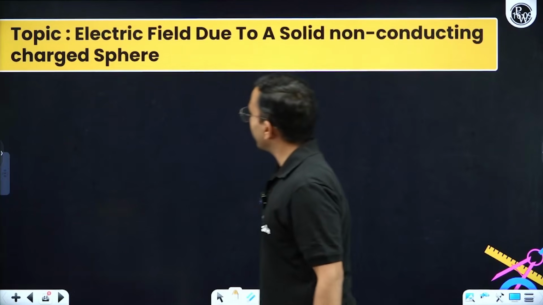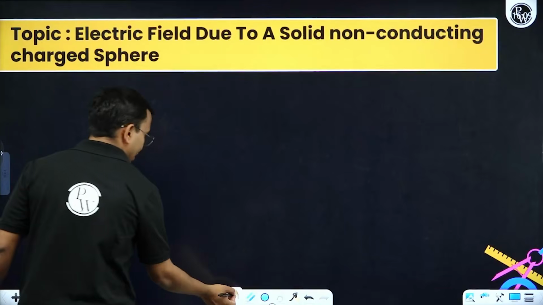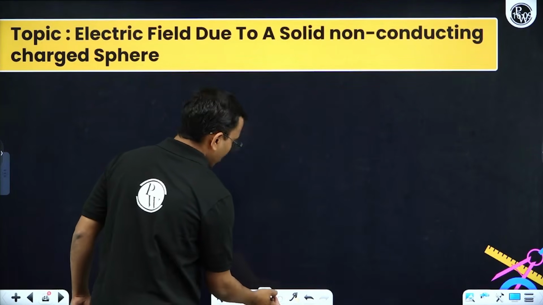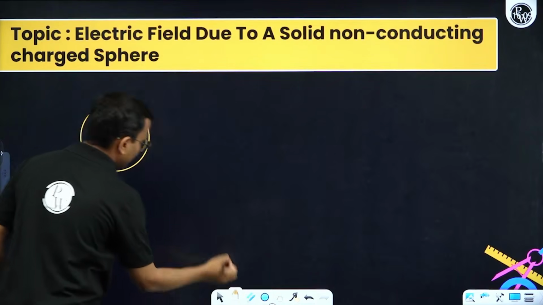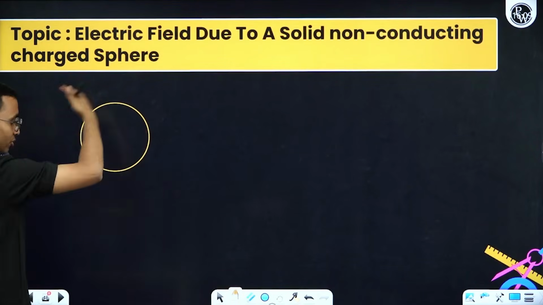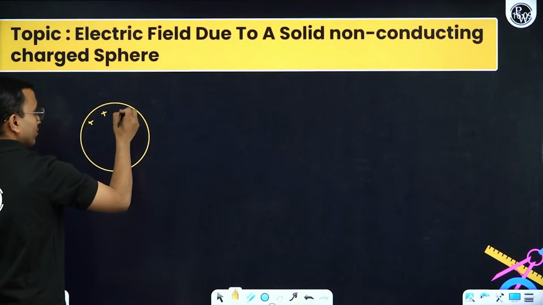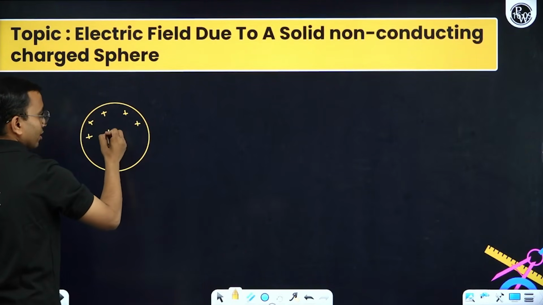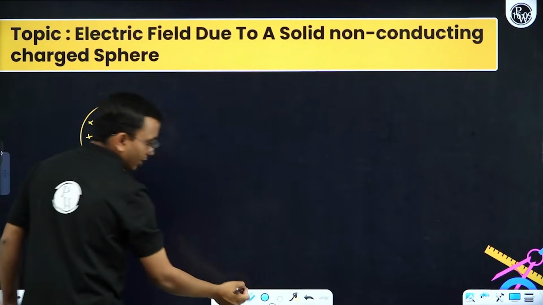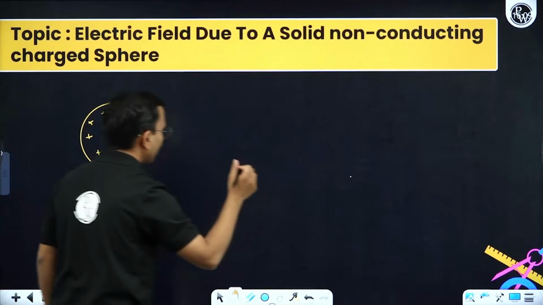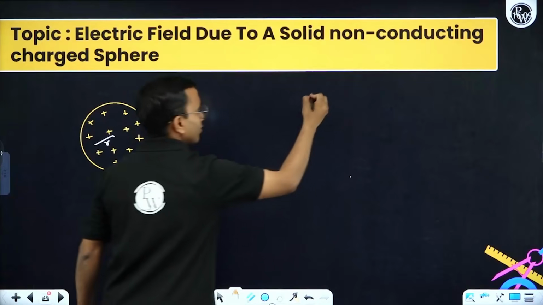Next thing is electric field due to a solid non-conducting charged sphere. Now the next case: we have a solid non-conducting charged sphere. It means the charge is distributed in the volume, so it is having charge like this everywhere. Now again two conditions. What is the electric field at a point which is at a distance small r less than the radius of this sphere?